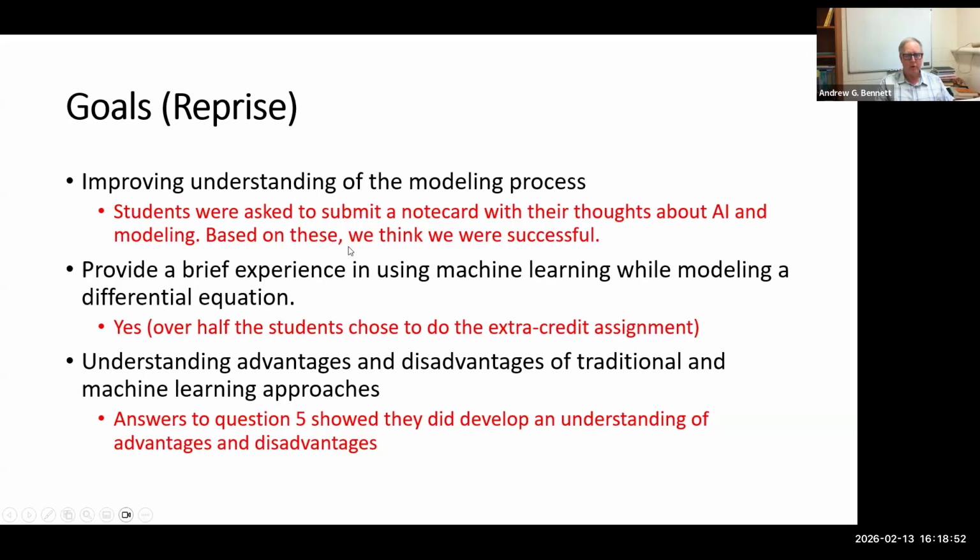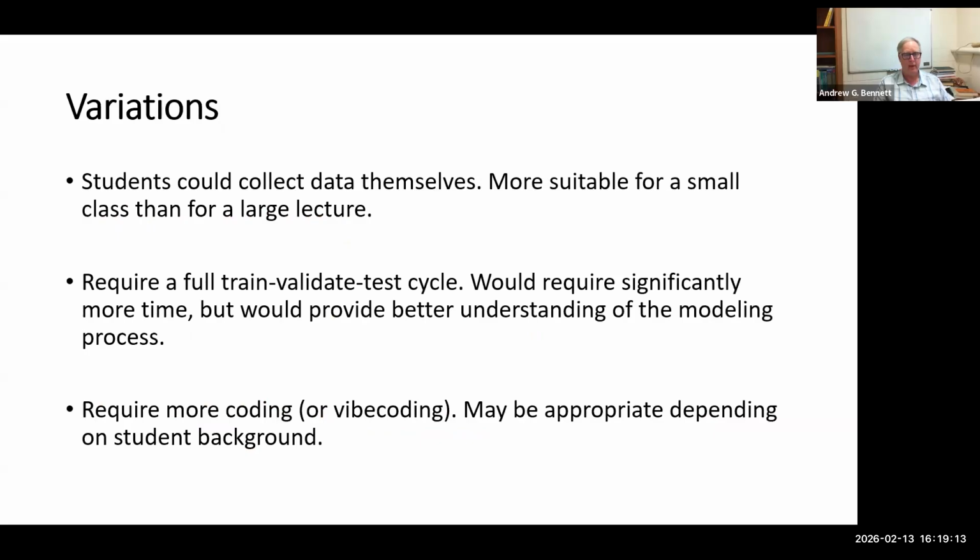As I said, based on those note cards, we think we were successful in improving their understanding of the modeling process. Obviously, they did get an experience, well over half of them. And their answers to the question about the continuous stirred tank reactors showed they were starting to develop an understanding of, okay, I've got some notion of what this does for me and what it doesn't.